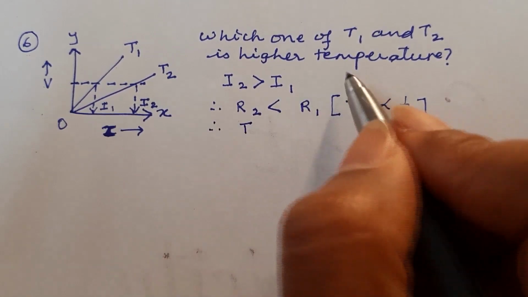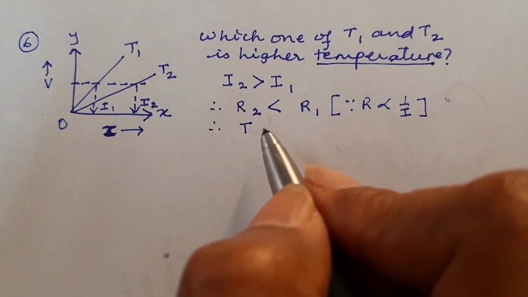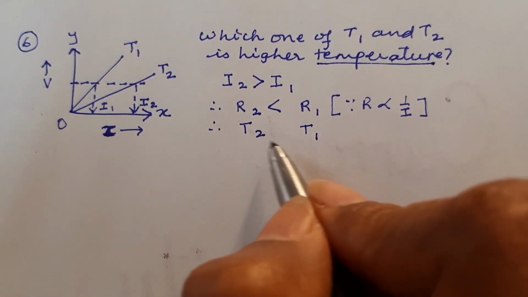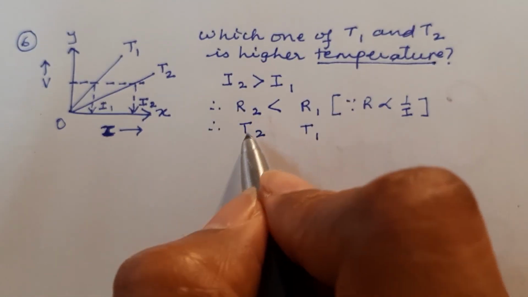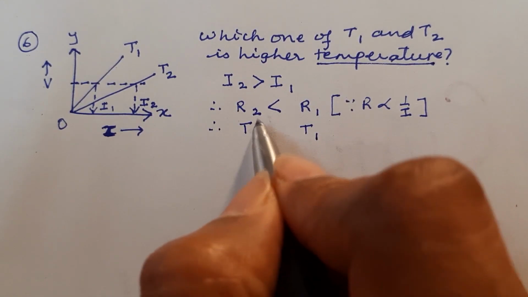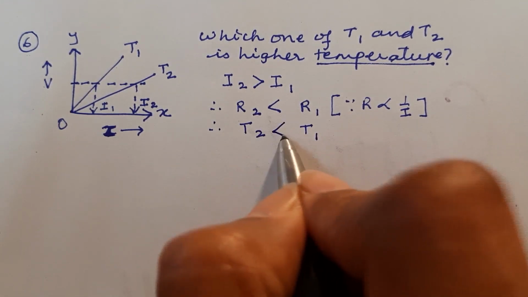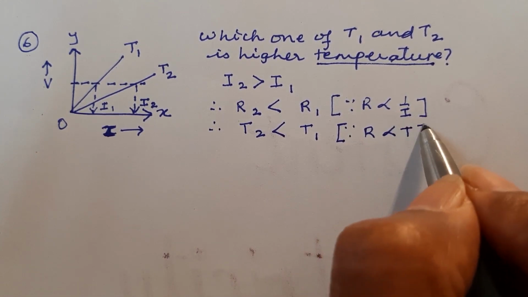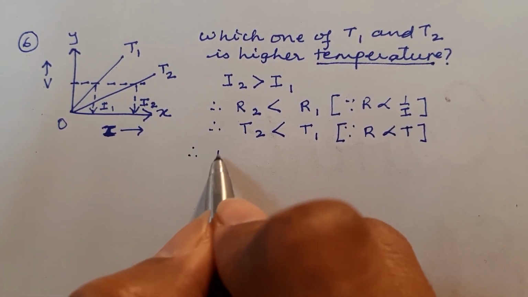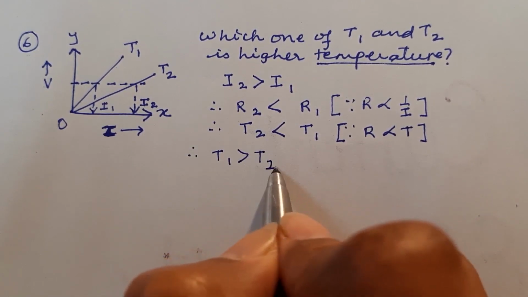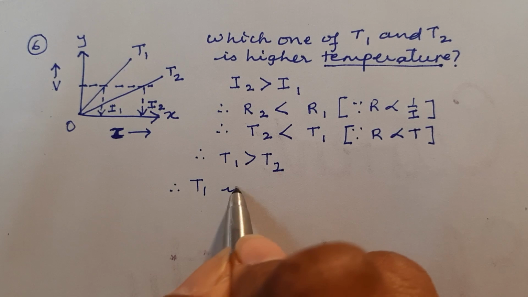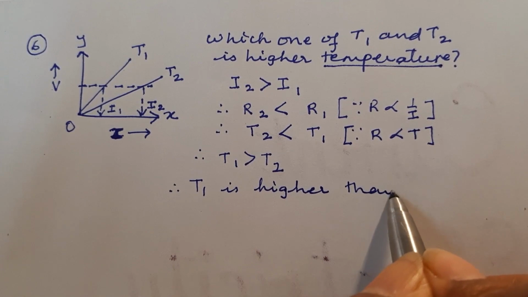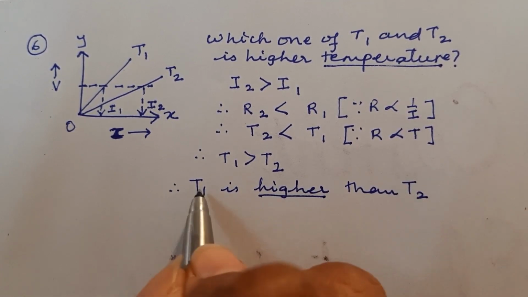Therefore, temperature wise, since we have to find out the temperature comparison, we will have T2 and T1. These will be the two temperatures. Now resistance increases with increase in temperature, and so if R2 is less, T2 also will be less. Since R is directly proportional to temperature, you will see therefore T1 is greater than T2, and therefore T1 is higher than T2, and that is our answer.